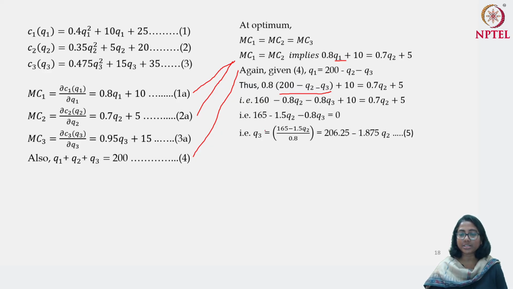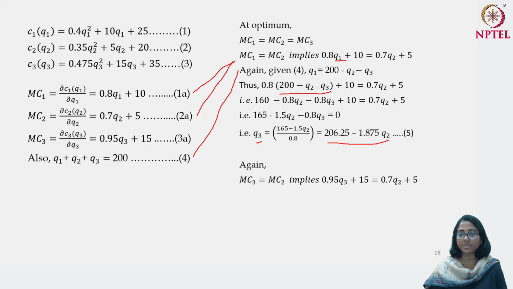So if I want to express Q3 in terms of Q2, then I get Q3 is equal to 165 minus 1.5 Q2, divided by 0.8, which is approximately equal to 206.25 minus 1.875 Q2. So this Q3 is equal to 206.25 minus 1.875 Q2. This is the relationship between Q2 and Q3 that we have derived.